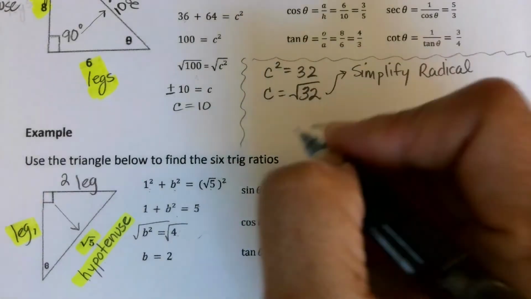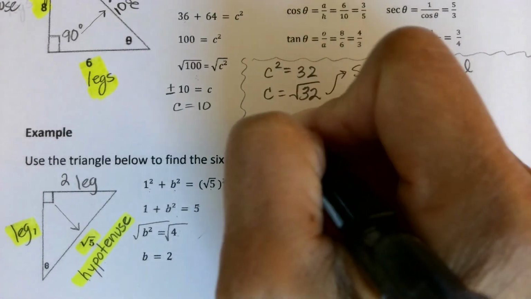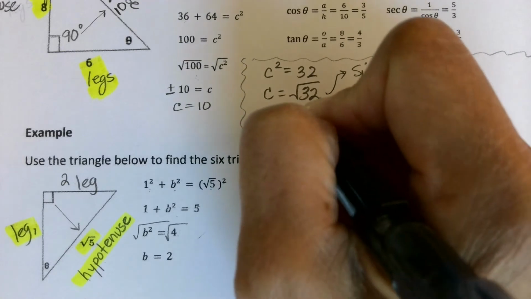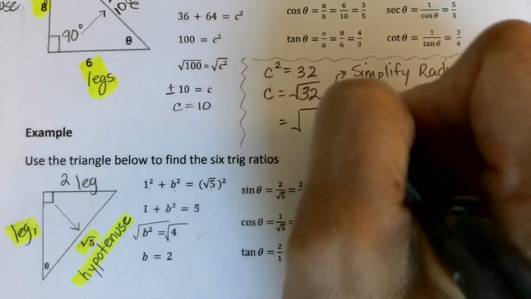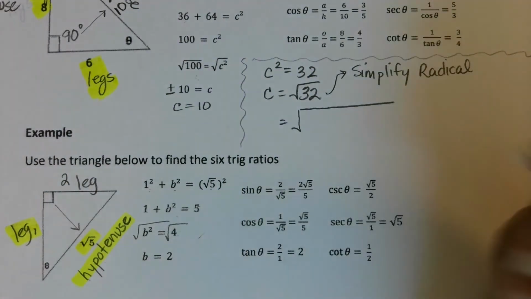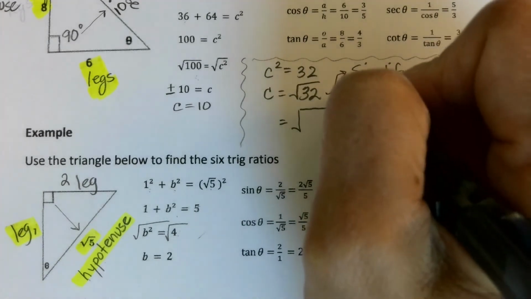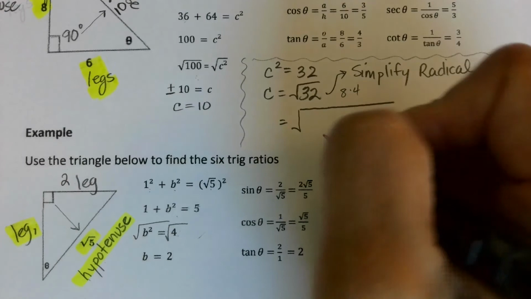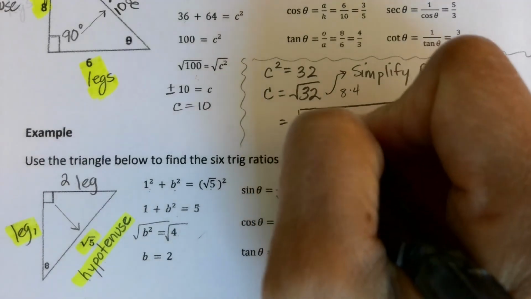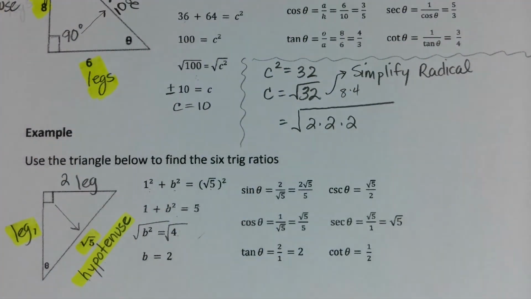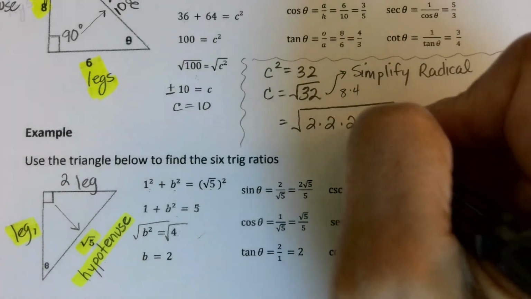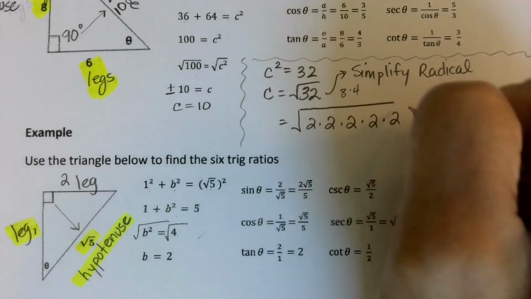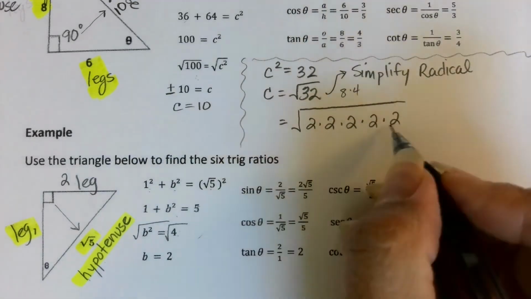Okay, so here's what I need you to do. I'm going to rewrite 32 in a prime factorization format. I know 32 is the same thing as saying 8 times 4, right? Well, I'm going to rewrite my 8 in this format. 2 times 2 times 2, all right? 2 times 2 is 4, 4 times 2 is 8, and I'm going to rewrite my 4 as 2 times 2. All of these are prime numbers, all right?